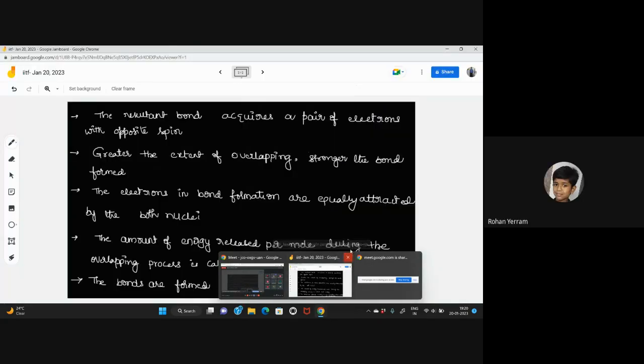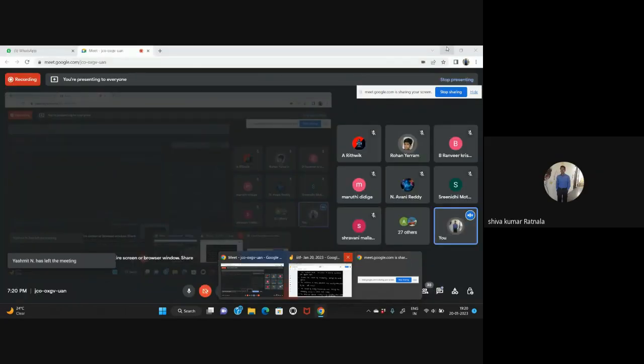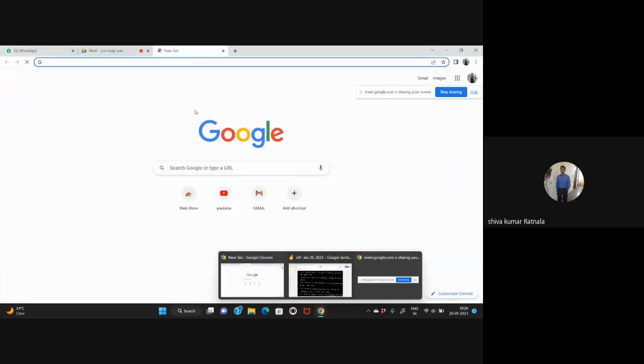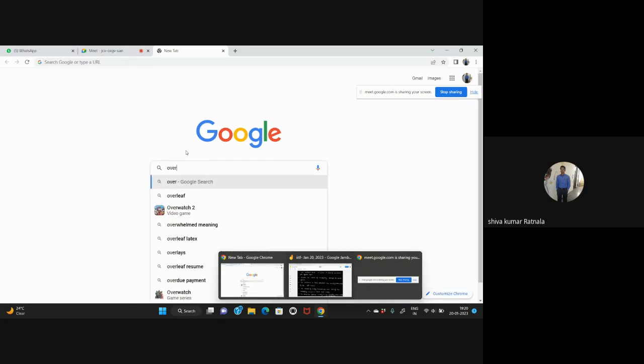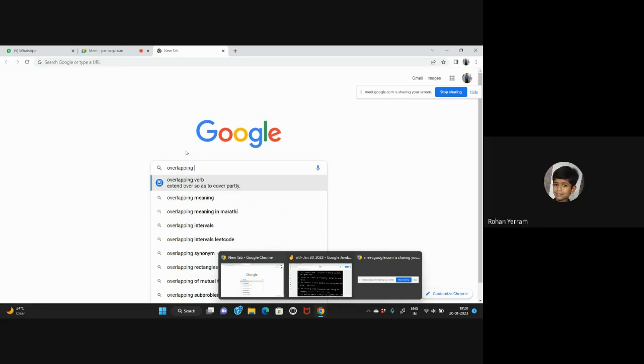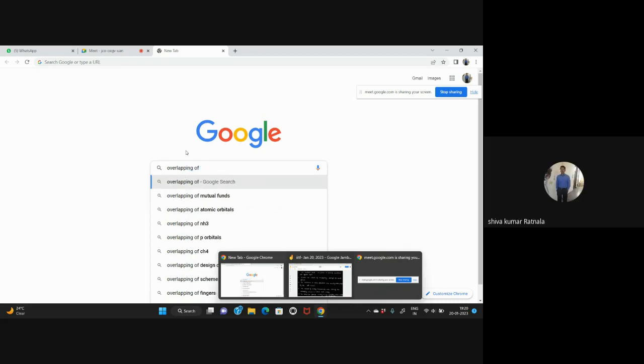Sir, could you explain the fourth point? The bond energy point. One second. Bond energy means when overlapping takes place, during overlapping, how much energy is released. Oh, okay, sir.